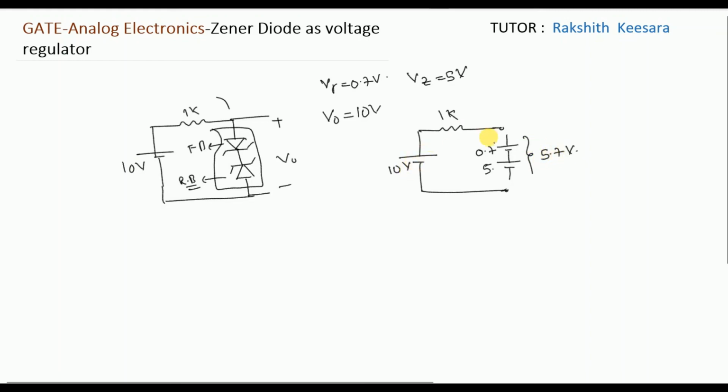If V input is greater than 5.7 volt, then it will be in on condition. If you check here, V input is greater than 5.7 volt. So it is in on condition. So what will be output voltage, guys? Output voltage is limited to 5.7 volt. That's it.